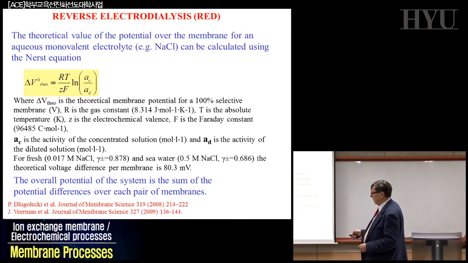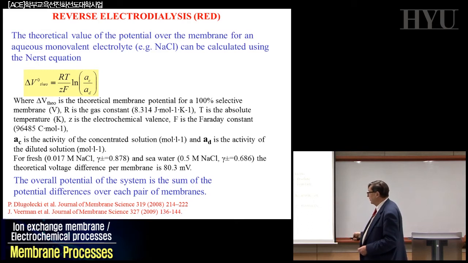If you do this for fresh water and seawater, at this order of magnitude of concentration, 0.5 molar, you can have basically a voltage difference of about 80 millivolts. This is what the Nernst equation is giving you. If you change this concentration, you change these numbers, and you can have much more than this 80 millivolts.